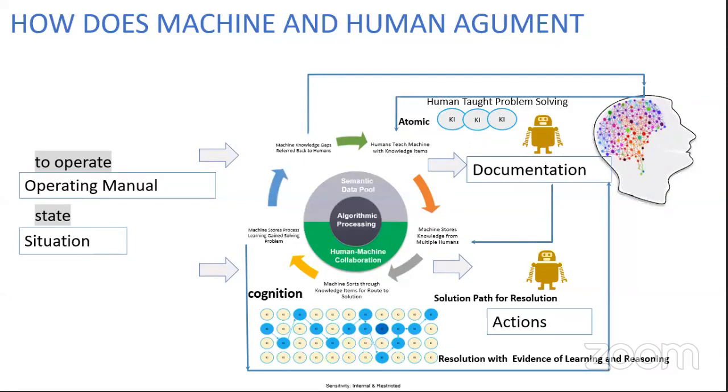It could be any number of humans giving knowledge to it, so it tries to keep all of that knowledge base within itself. When given a situation and an operating manual prescribed to it, it tries to find the easiest path to solve the problem. That's where it works through algorithmic processing.